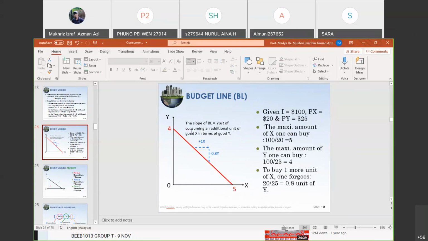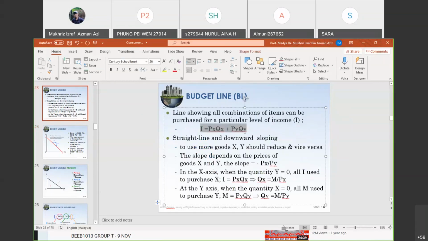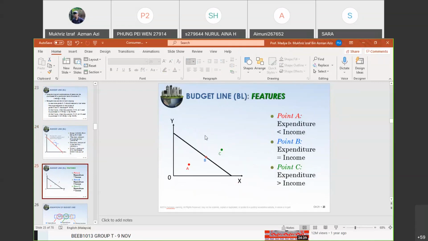But the main thing that you need to understand is what the budget line is, what the equation of the budget line is, and how you construct it. Your budget line is a combination that shows the amount of X and Y that you can buy given your income.